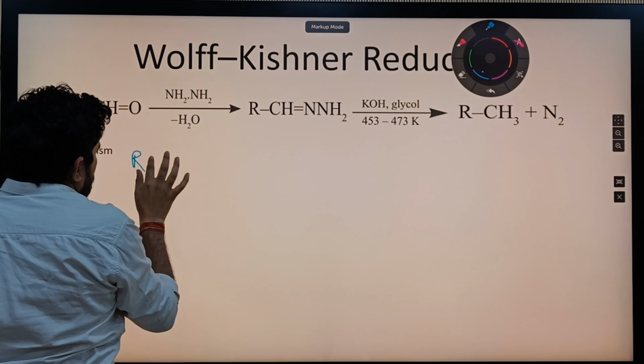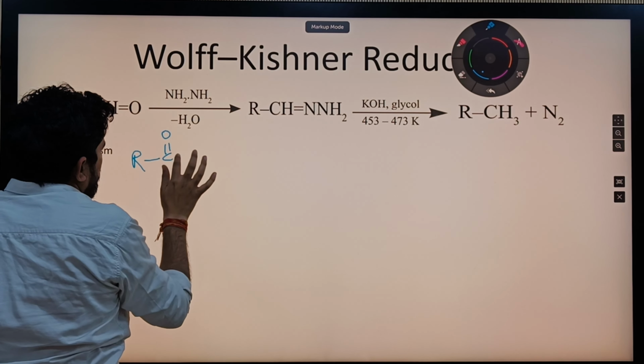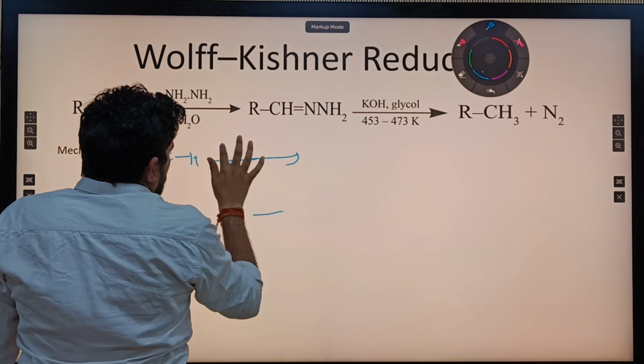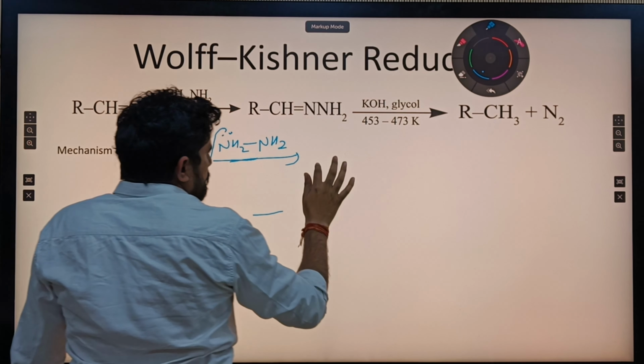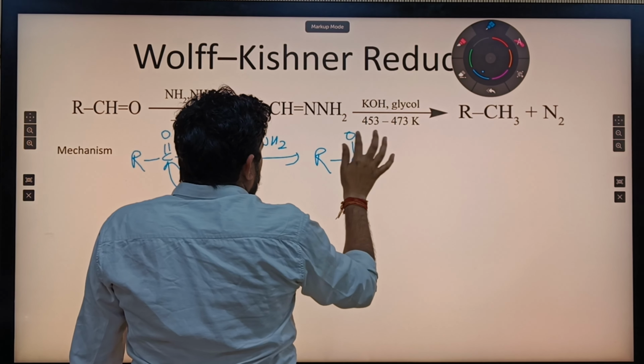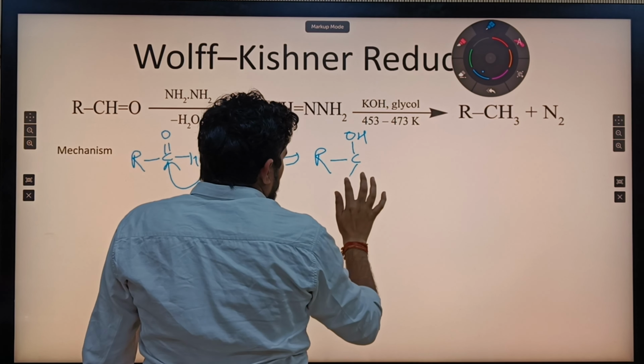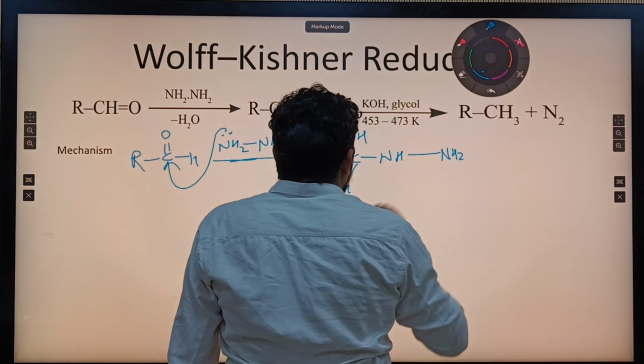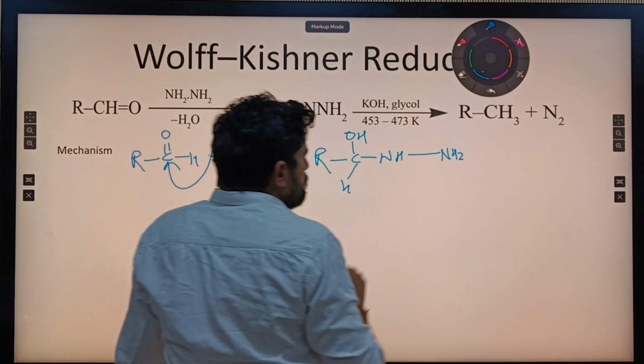So in the first step, we have aldehyde and NH2NH2. The lone pair of nitrogen attacks the carbonyl group, giving OH, hydrogen, NH, NH2, like this.